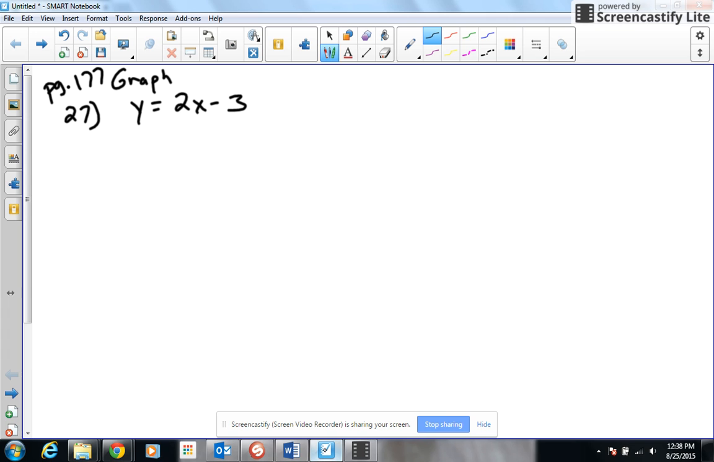And so when we graph this, first identify the slope. The slope is the number in front of x. We use m to say slope, that's 2, and the y-intercept is the b value, which is the constant at the end when solved for y. So the y-intercept is -3, or maybe better to write it as an ordered pair. The y-intercept is (0, -3) specifically.